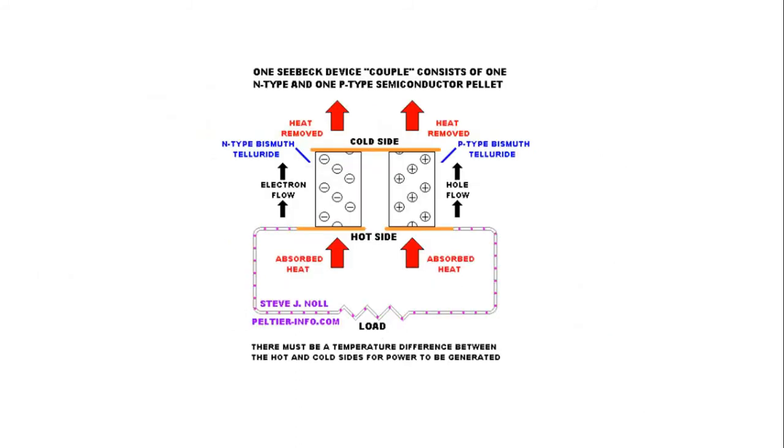Now, this is the actual interpretation of the Seebeck effect in the metal. There is one Seebeck effect device couple consisting of one n-type and one p-type semiconductor pellet. This is the n-type because the majority carrier is the electron. This is the p-type because the majority carrier is the hole. Here the lower side is the hot side and the upper side is the cold side.